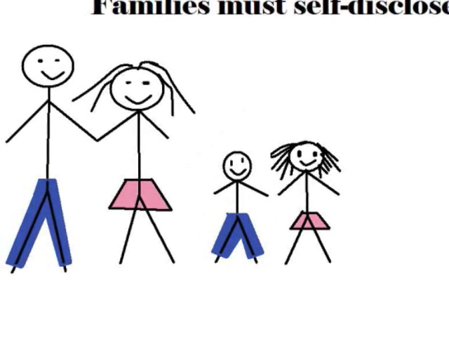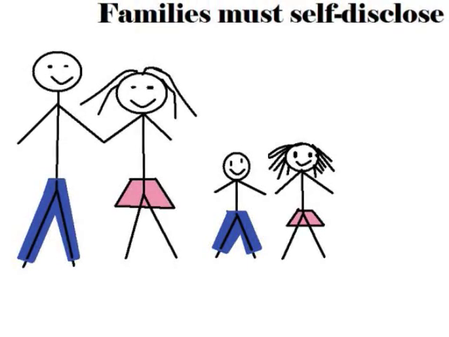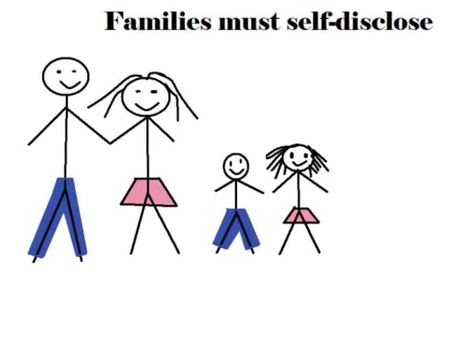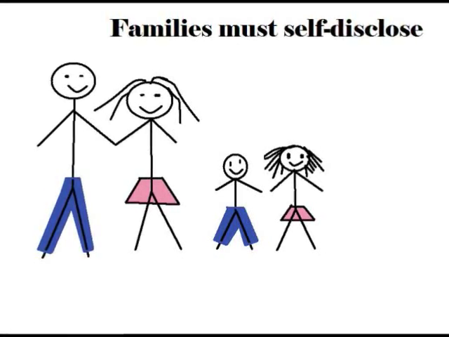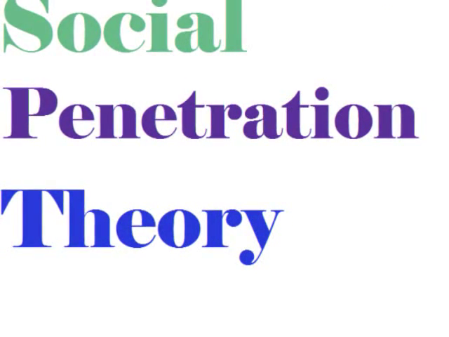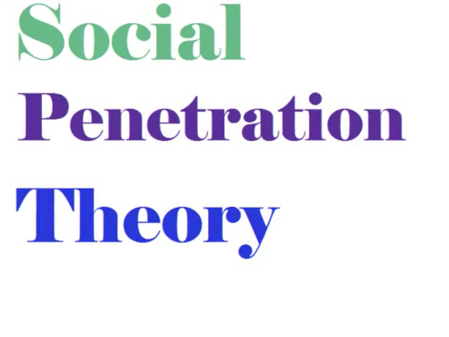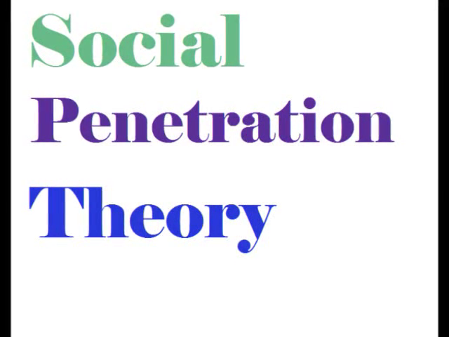Families must self-disclose as well. If mom and dad are not going to self-disclose their weaknesses to their sons and daughters, chances are the sons and daughters are going to tighten up and no longer talk to them too much. So in a nutshell, that's social penetration theory. It is not a guaranteed success when it comes to meeting up with people, but it's a start. And to be honest, that's all that matters.